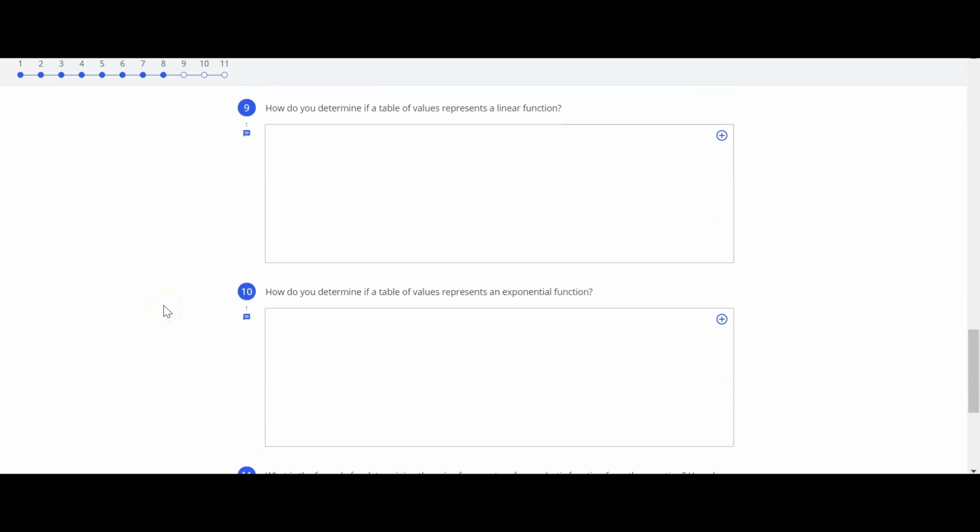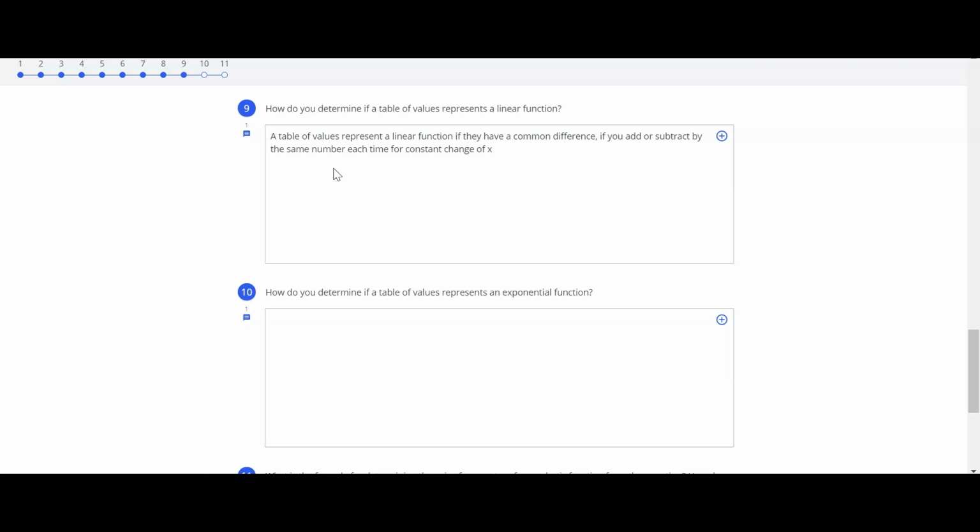All right, number 9. How do you determine if a table of values represents a linear function? A table of values represents a linear function if they have a common difference. If you add or subtract by the same number each time, for a constant x change.